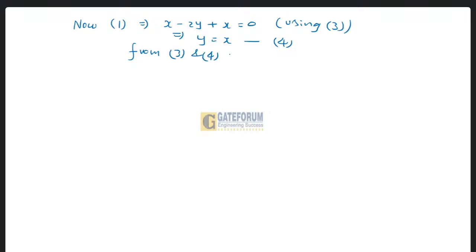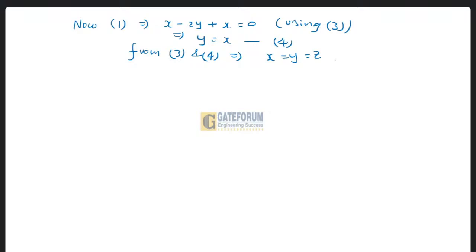x minus 2y, and the z value is x, equals 0. Using 3, from this you will get y is equal to x. Let us say this is 4. So from 3 and 4, x is equal to y is equal to z. All three are the same. So there are infinitely many solutions: 1, 1, 1; 2, 2, 2; 0, 0, 0. The zero solution also satisfies. 0.1, 0.1, 0.1; 0.5, 0.5, 0.5.